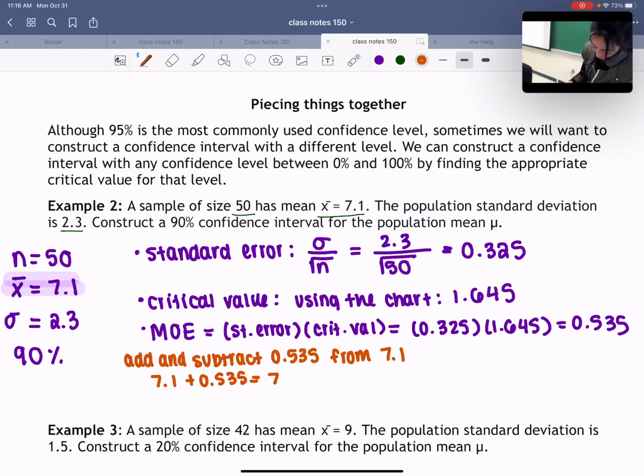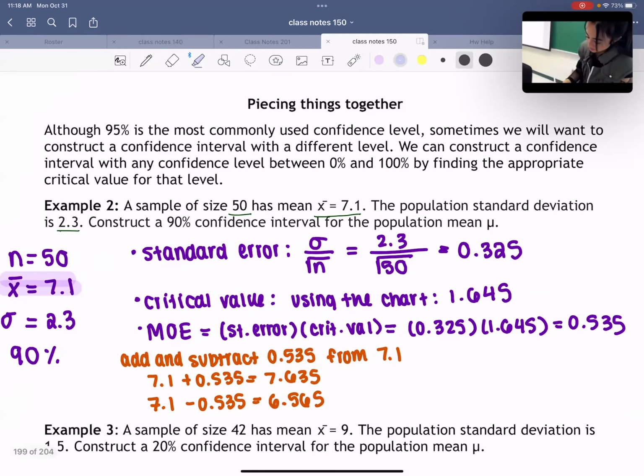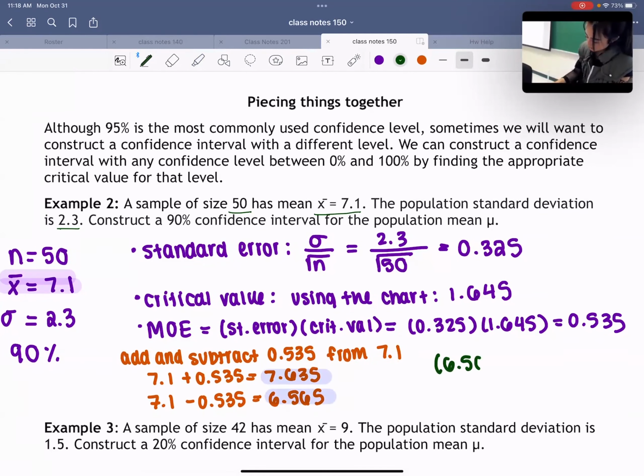That gives me 7.635. I'm also going to take 7.1 and subtract 0.535, and that gives me 6.565. Okay, so once I'm done adding and subtracting, I found the two numbers that I'm looking for, right? And my interval is literally 6.565, comma, 7.635. Why did I put the 6.565 first? Yeah, smaller, right? The smaller number goes first, the bigger number goes second. Okay, this is my confidence interval.